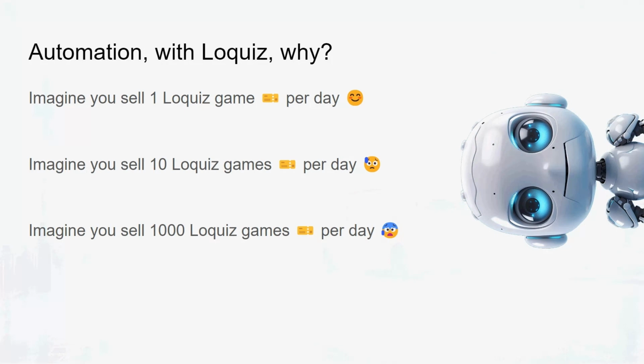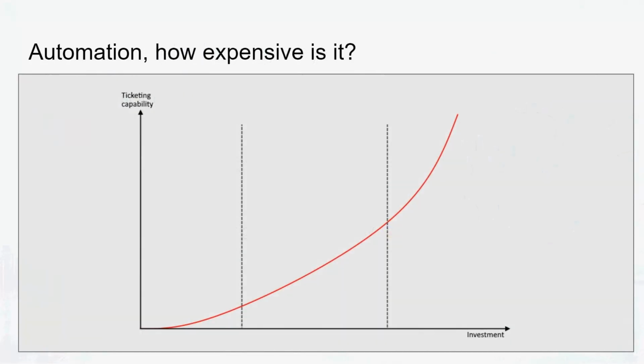You might be wondering about the cost of automation. So, how expensive is it? I've created a graph illustrating the relationship between ticketing capability and investment. By ticketing capability, I mean how many tickets you're able to send, and by investment, I refer to how much money you're willing to pay for the automation. As you can see, the graph shows an exponential trend. When you invest more, you can manage even more tickets.